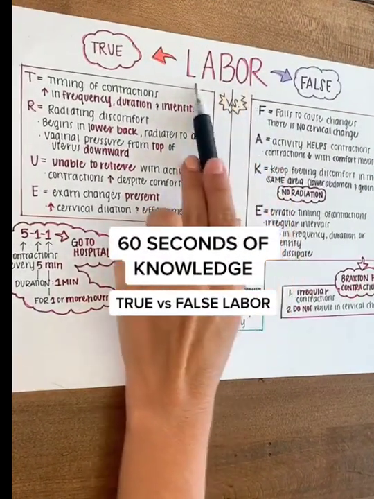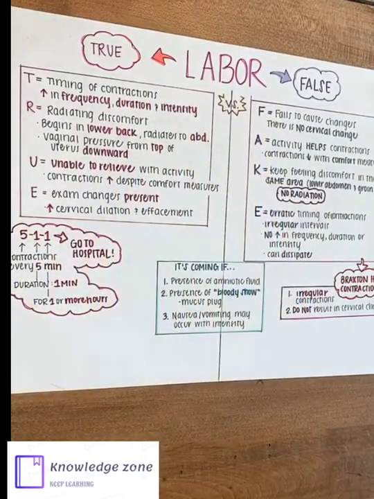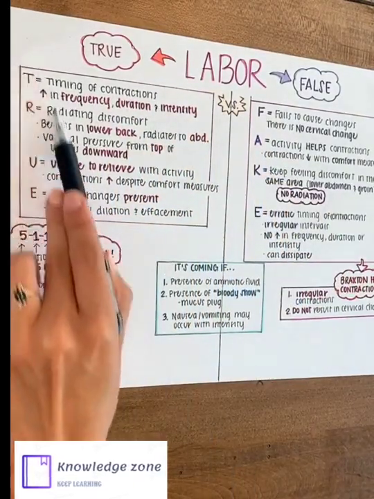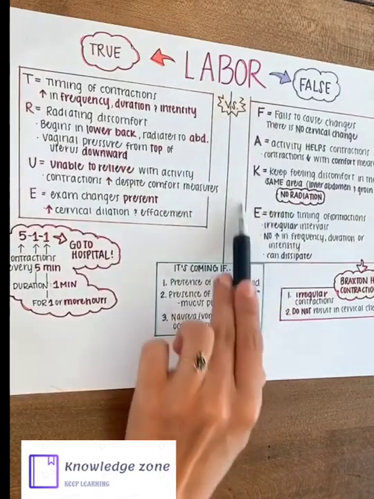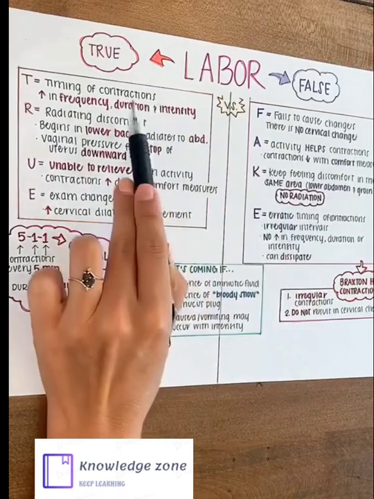Difference between true and false labor. This is so important during OB, and hint hint, I definitely saw this on the NCLEX. These mnemonics will tell you the most important info you need to know. For true labor, use the word true, and for false labor, use the word fake. Instead of going through each separately, I'm going to start with true labor and show you the difference in false.